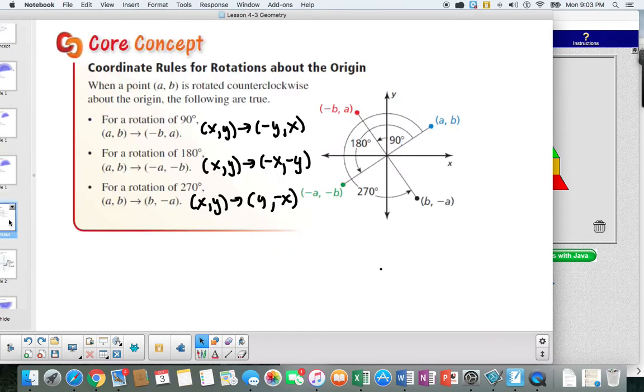All right, let's take a look at the coordinate rules for rotations about the origin. If we take a point and rotate it around the origin 90 degrees, this is the rule that we have. For 180 degrees, this is the rule. Notice all it's doing is changing the sign of x and y. And for 270 degrees, this is the rule. Again, we turn counterclockwise unless otherwise stated.